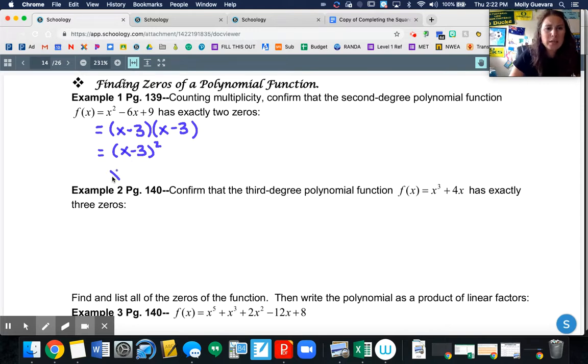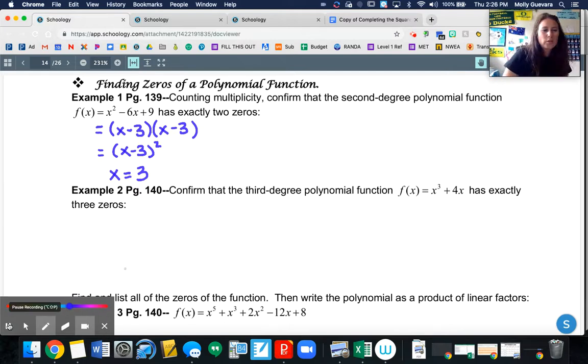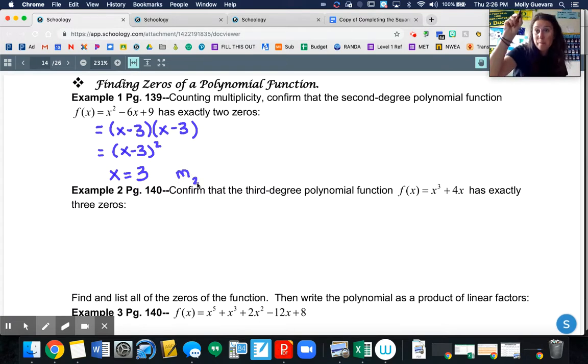So this tells me that x is equal to 3. So this crosses the x-axis at 3, and the multiplicity is 2, which remember means it bounces off the x-axis. Since the multiplicity is 2, you can count this twice. So there are 2 zeros, one at 3, and the other one is also at 3. Because of the multiplicity of 2, you get to count that twice. So we've shown that x squared minus 6x plus 9 has 2 zeros.